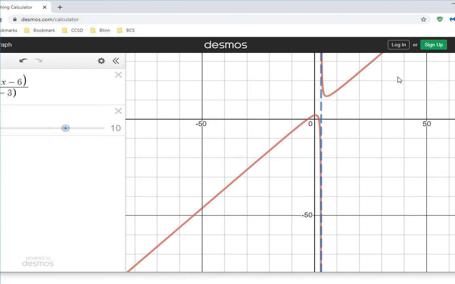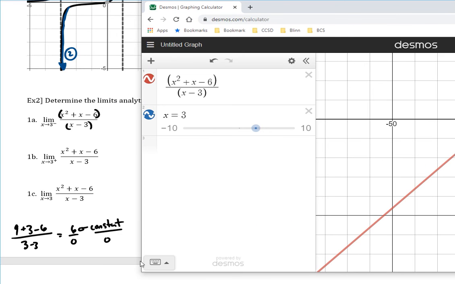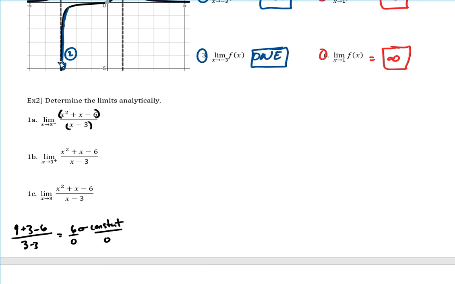Looking at this from the right, it sure looks like our graph is going up to infinity. From the left, it sure looks like it's going down to infinity. And that's all we need. Just make sure we answer them in the correct spot. So from the right, it's going up to infinity. From the left, it was going down to infinity.